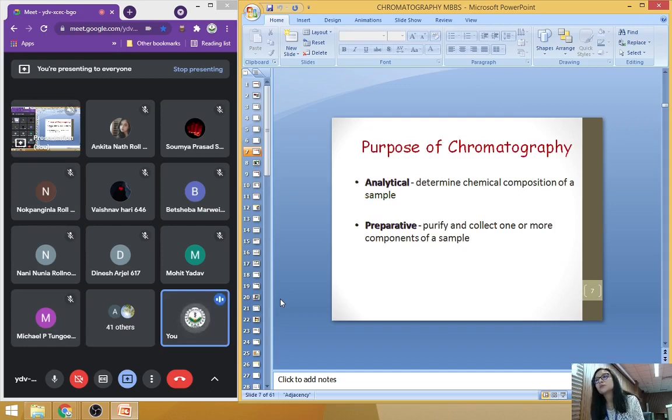Now, what is the purpose of chromatography? Why do we need this technique? It is mainly for two purposes: one is analytical and another is preparative. Analytical helps us determine the chemical composition of a sample, whereas preparative means we purify and collect one or more components of the sample. So there are two purposes of chromatography.